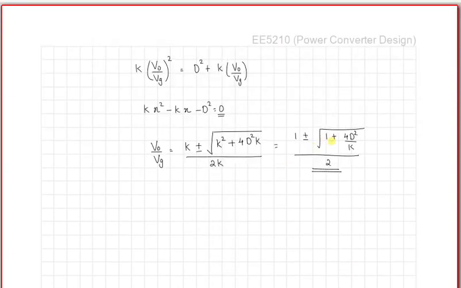Right, and 1 plus 4d square by k is always going to be greater than 1, and so its square root is also greater than 1. So if you take the minus sign, you will get a negative value, which is not compatible with the circuit that we know. So we can just omit this solution, and the final solution is then 1 plus square root of 1 plus 4d square by k divided by 2.